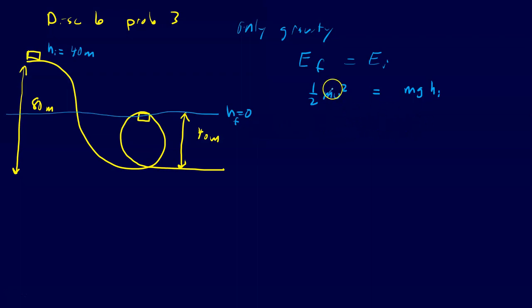And so I'm going to cross out these m's here, and then say that v squared equals 2g h initial. And so that's my velocity. Oh, excuse me, I kept it in v squared. And why did I do that? Well, because I'm going to be doing centripetal acceleration, so it's just easier to plug that in.